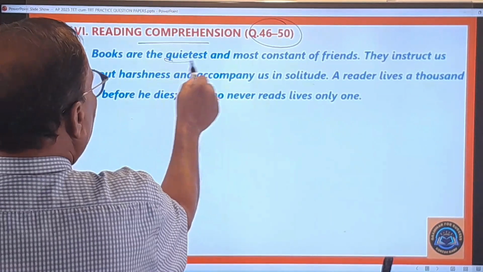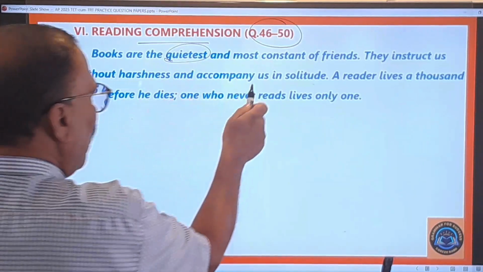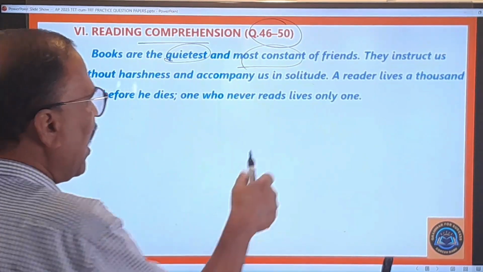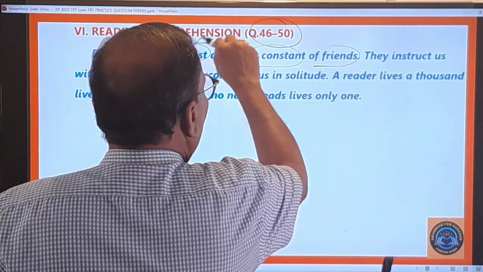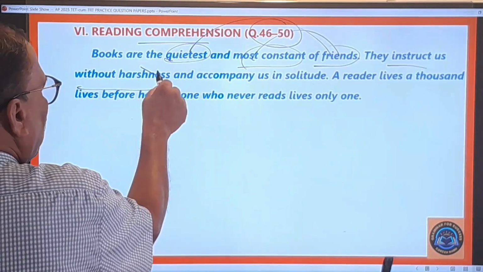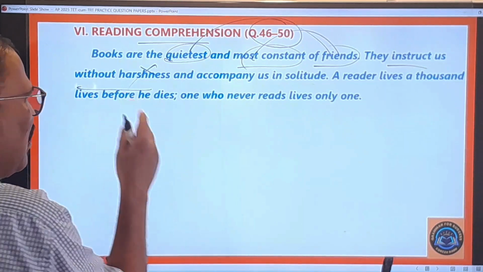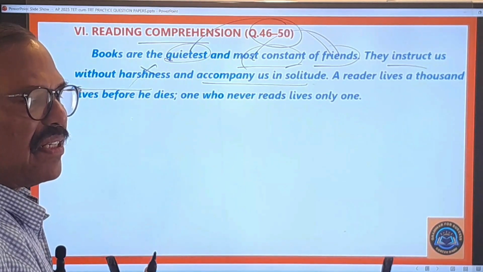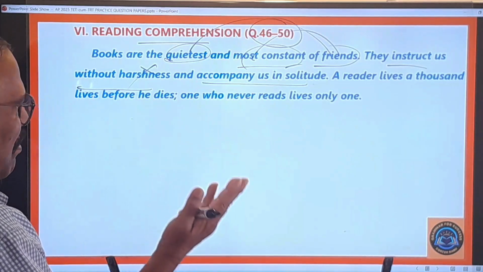Books are the quietest, that means the calm going, most constant means steadfast, constant friends. Okay, calm going friends and steadfast friends. They instruct us without harshness, without roughness or rudeness and all that. They accompany us in solitude. They will be our friends in our solitude. Solitude means in our loneliness.